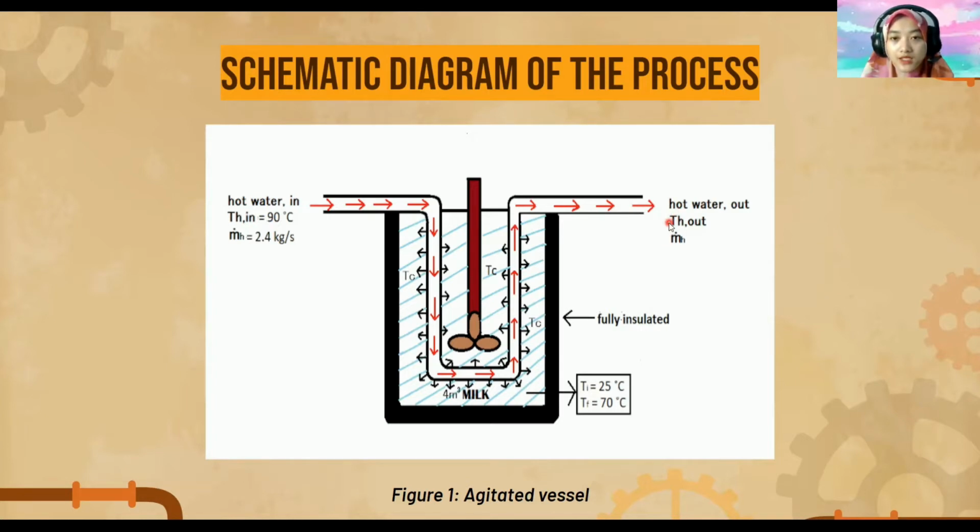The delta TH is unknown because it will be defined by the calculation later. You can see the black arrow here shows that the heat is transferred from the hot medium to the cold medium, as we already learned in the law of thermodynamics. In this milk, we have the temperature which is TC, also to be calculated later.